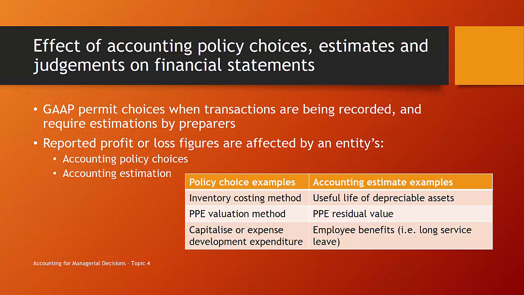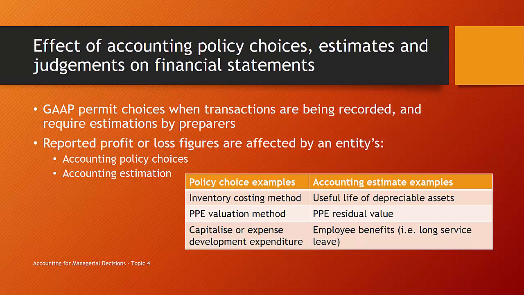So GAAP, the standards that we use and the choices that we're allowed to make, do allow choice. They do allow choices when transactions are being recorded, and they do require estimations by preparers. The reported profit or loss figures will be affected by these decisions, whether it be a policy choice decision or an estimation around the numbers involved.